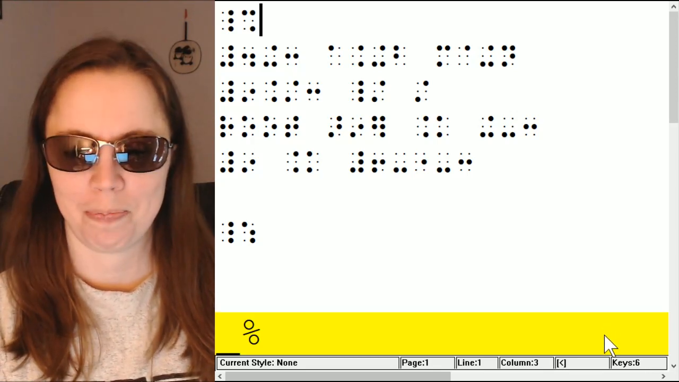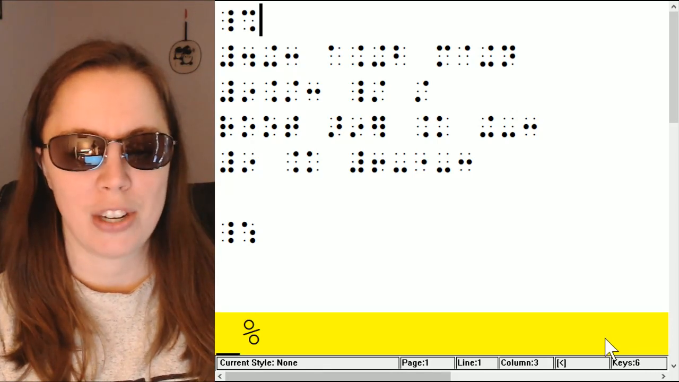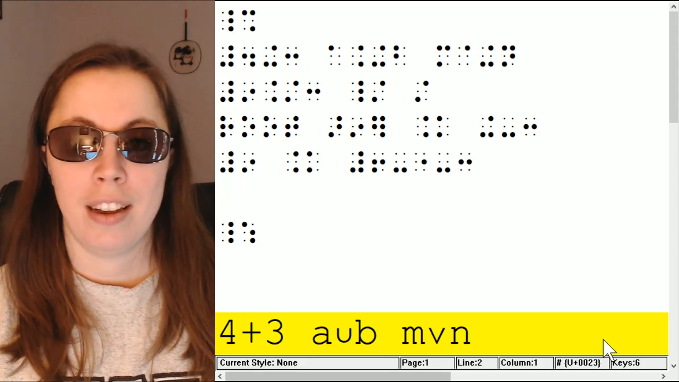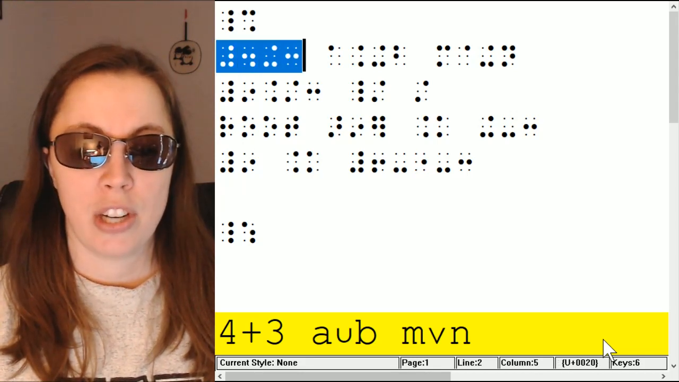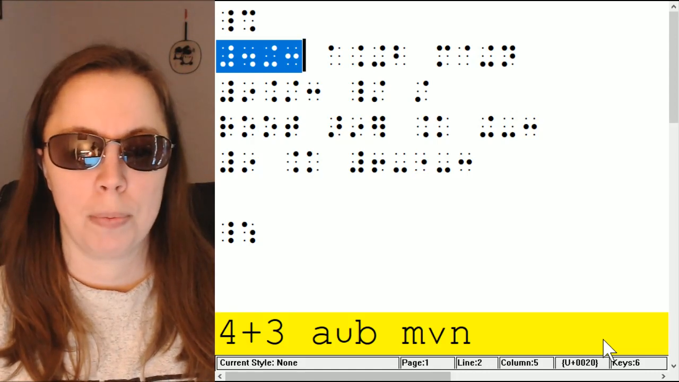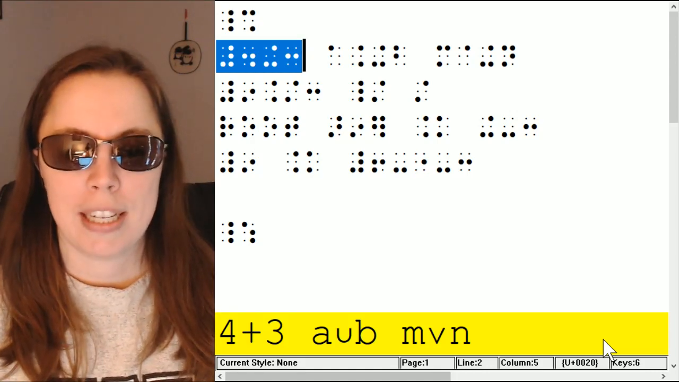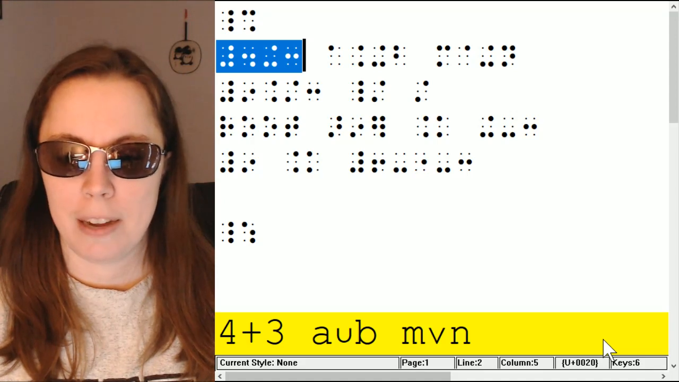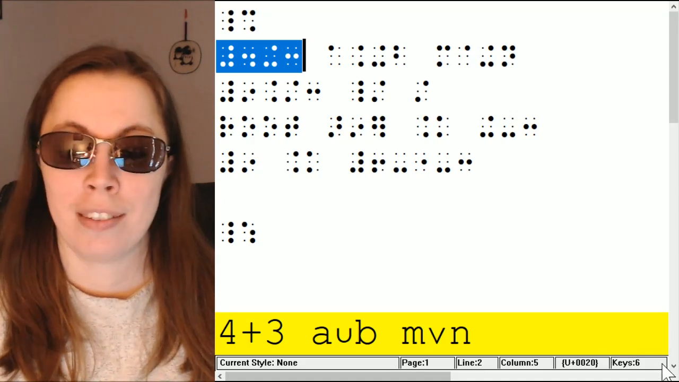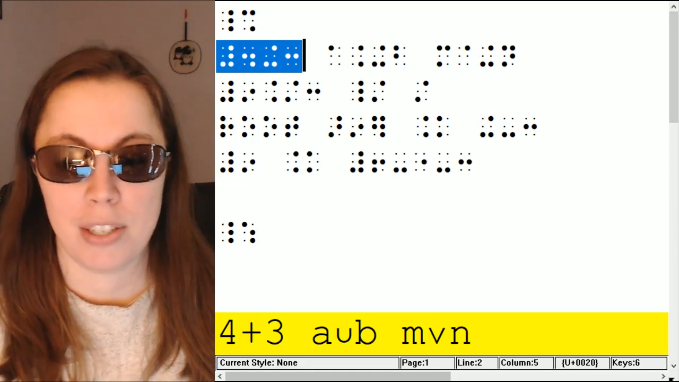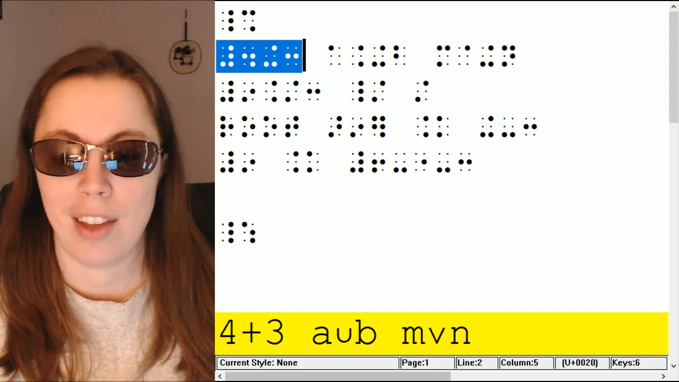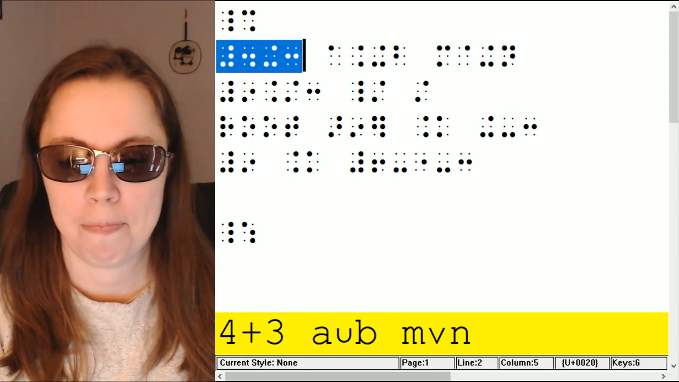This week we're diving deeper into signs of operation and signs of comparison with the Nemeth code. With signs of operation, I want to remind you first that whenever we braille an equation in Nemeth, the signs of operation have no spaces around them. So if you look at an example like 4 plus 3, there's no spaces on either side of the plus sign. This week, we're going to add on some of the more advanced symbols like plus or minus to that, but they're still going to work the same way. No spaces next to them.